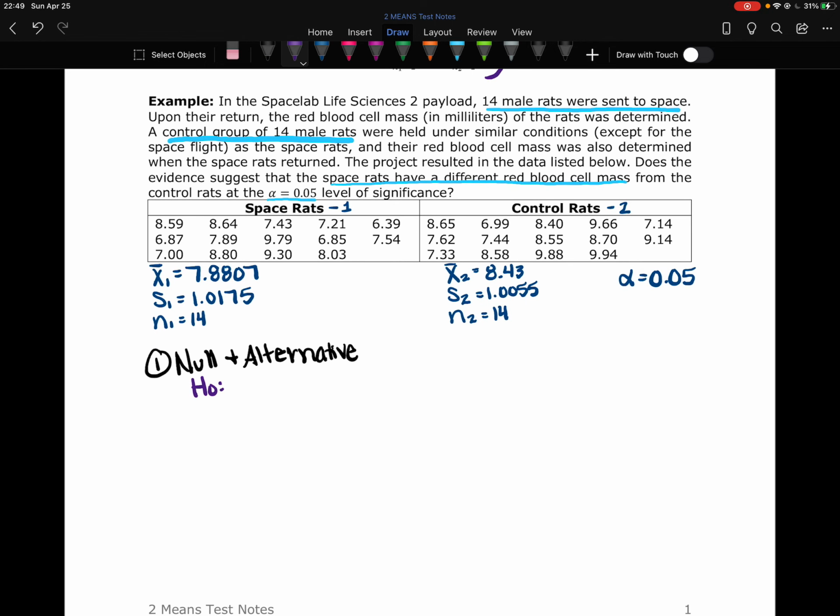So null and alternative always starts with an H0 and an HA. So now we're going to start by assuming that the spaceflight had no effect. So the means between the two groups would be the same. If I were to send every rat into space, there would be no difference between their mean before and after flight.